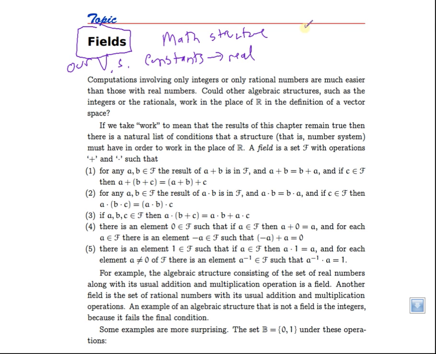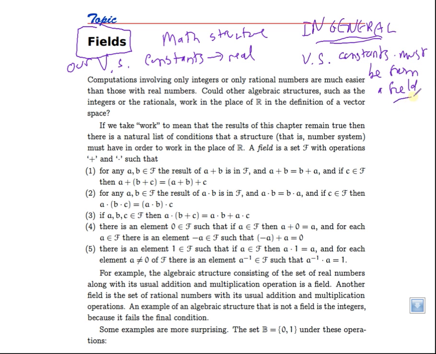Now, in general, you can have more general vector spaces, and in more general vector spaces, the constants don't have to be real. They could be complex, or they could be drawn from some other mathematical structure. But whatever mathematical structure you choose, these constants must be from a field. A field satisfies these axioms. They're generalizations of properties that are satisfied by real numbers.